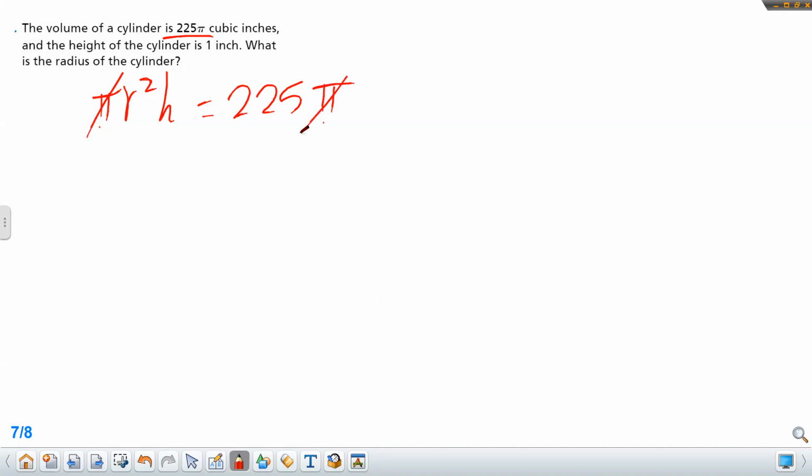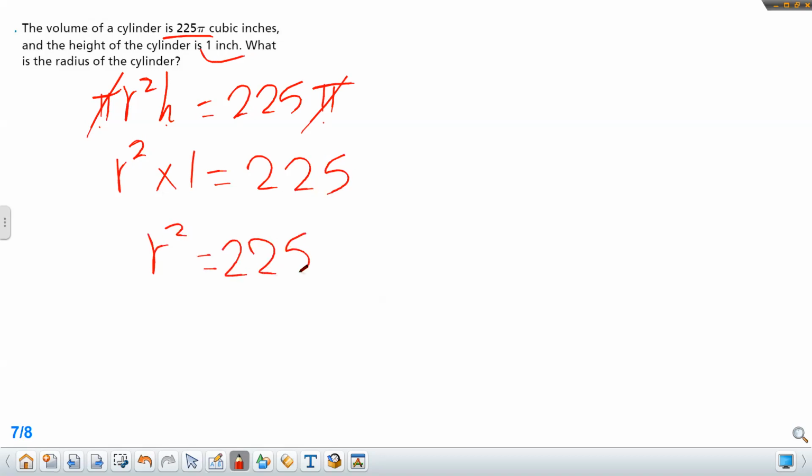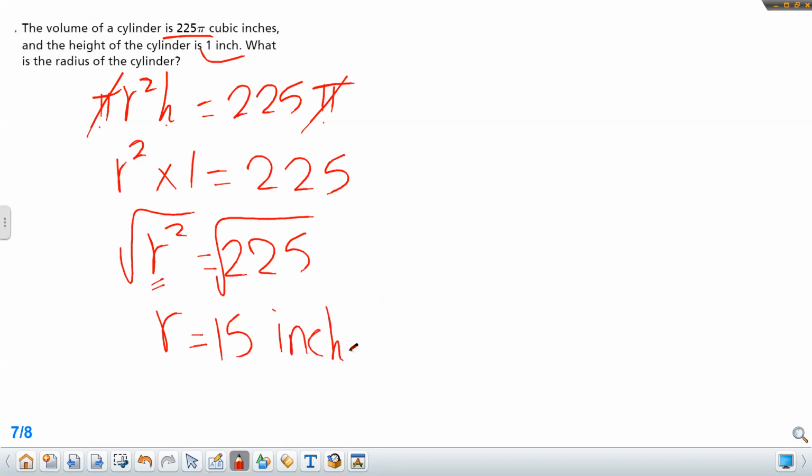So r squared times height equals 225. And you have a height? Yes. The height equals what? 1 inch. So we can say r squared times 1 equals 225. So r squared equals 225. So how to find the radius? Using square root on both sides. So the radius equals 15 inches. Square root of 225 equals 15.